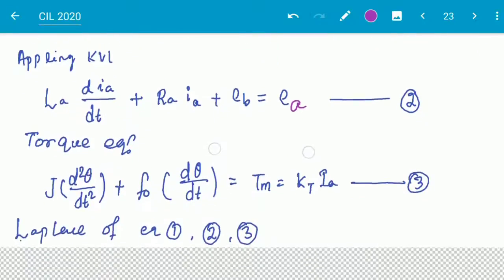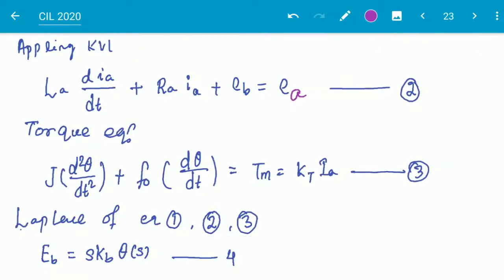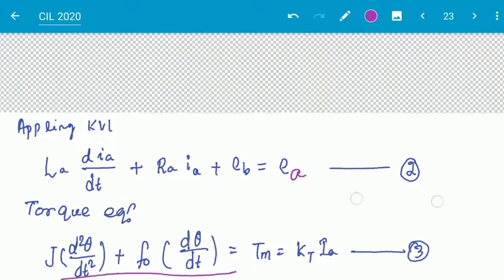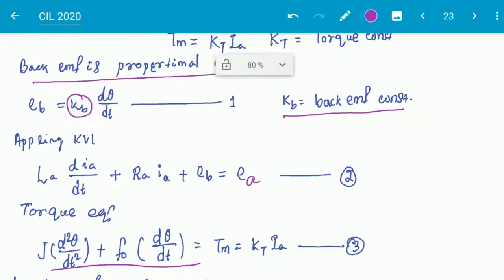And now the torque equation of the shaft is given by J d square theta by dt square plus F0 into d theta by dt is equal to Tm, which is equal to Kt into Ia. This is equation number 3. Now the Laplace transform of the first, second and third equations.